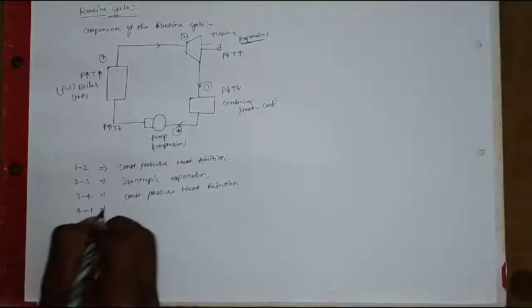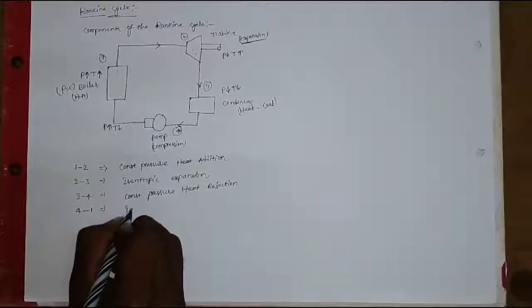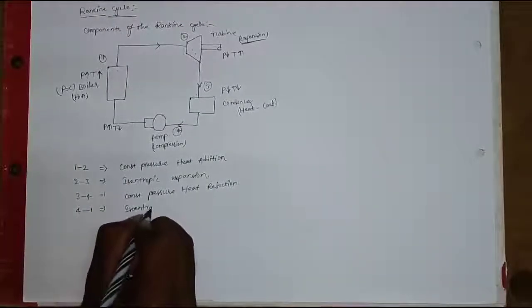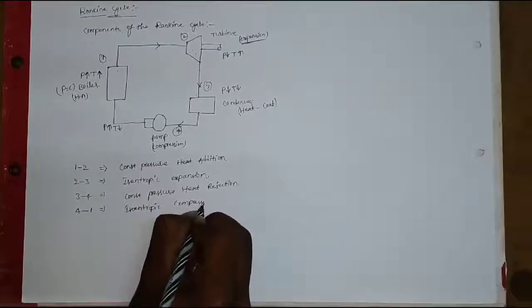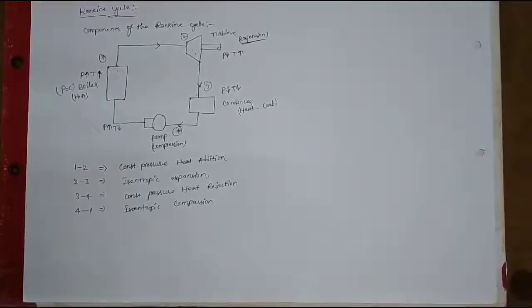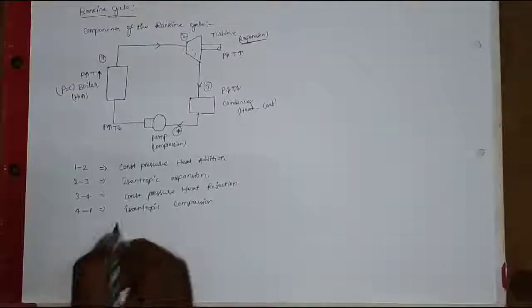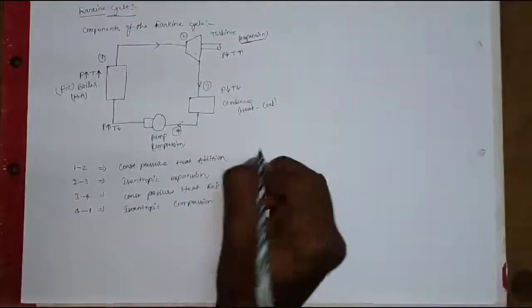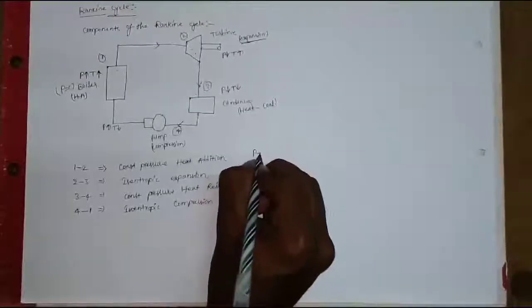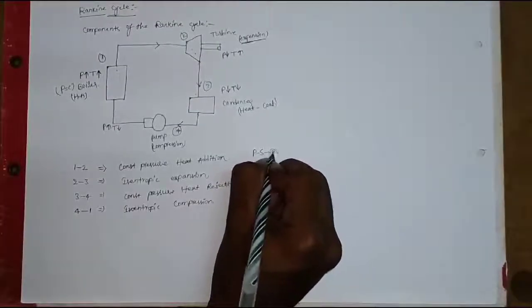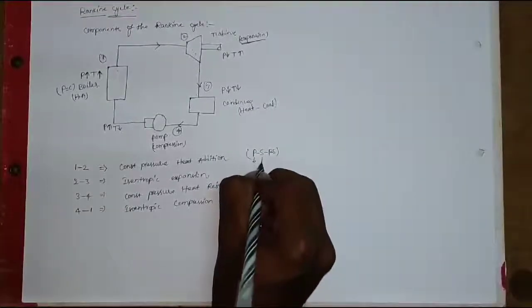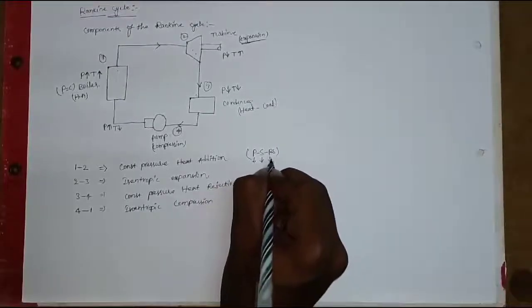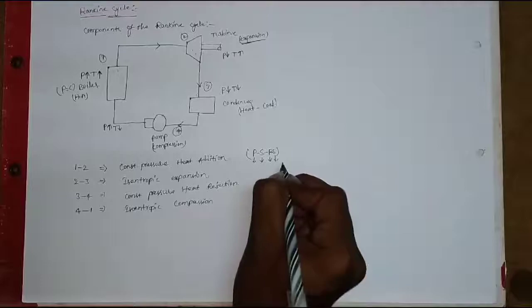And the 4 to 1 process is isentropic compression. In the pump water will be compressed. So this is how we write it in shortcut: constant pressure heat addition, isentropic expansion, constant pressure heat rejection, isentropic compression.